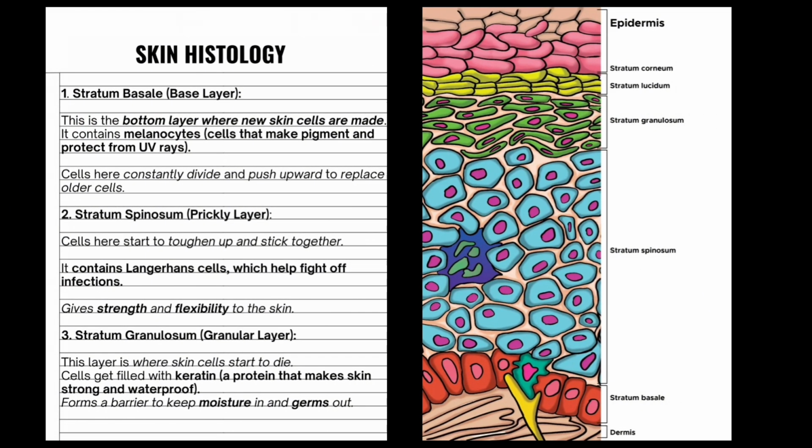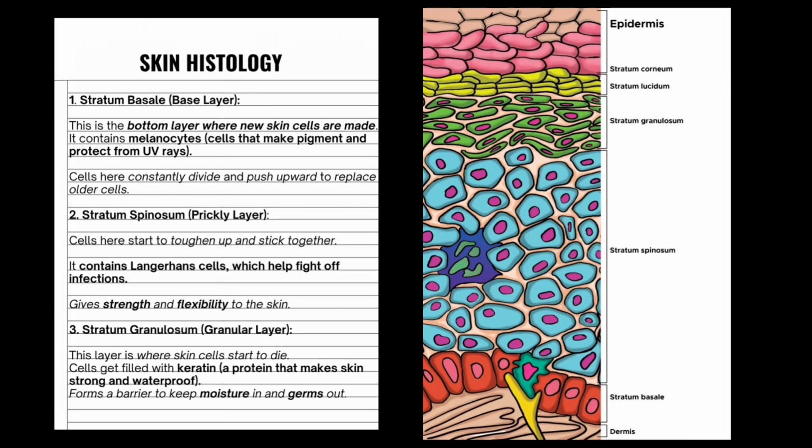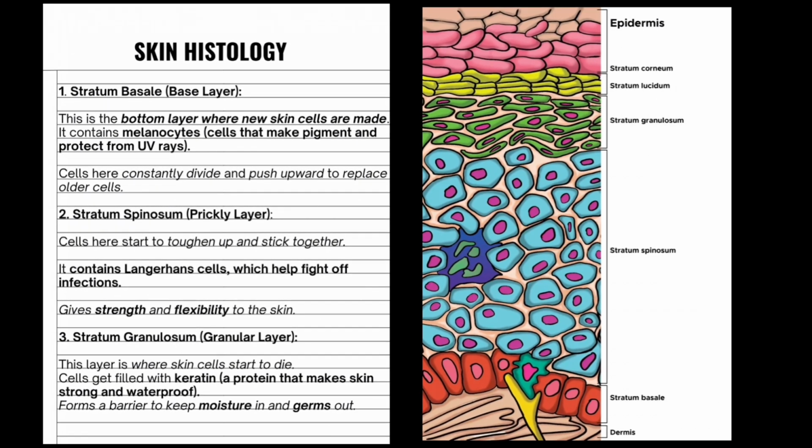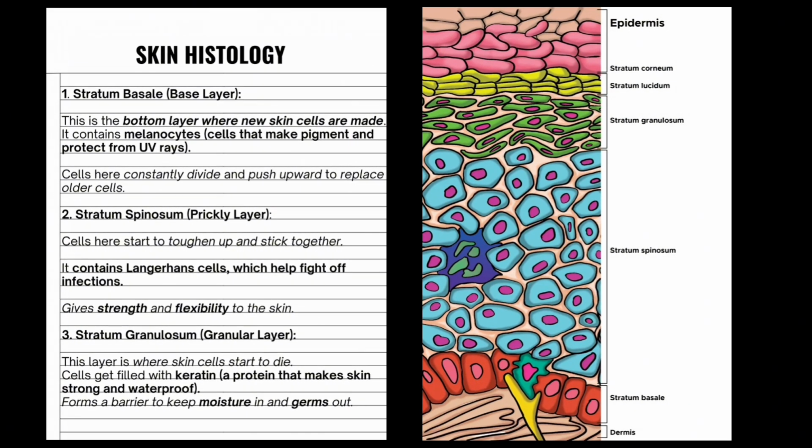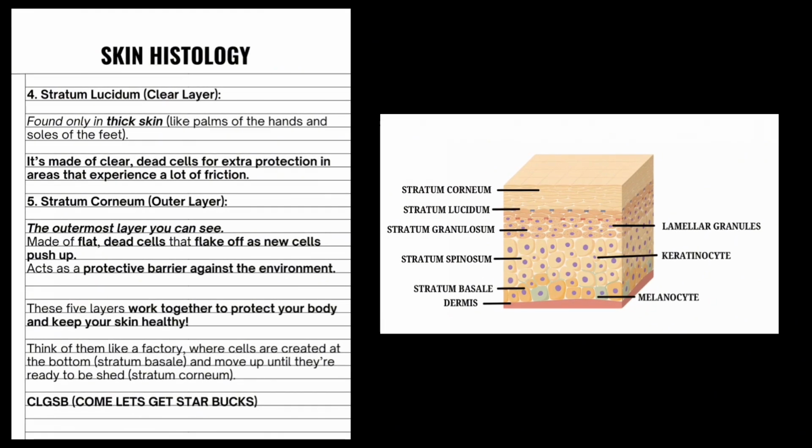Then we have the stratum granulosum, also known as the granular layer. This layer is where skin cells start to die. Cells get filled with keratin. Keratin is a protein that makes skin strong and waterproof. It forms a barrier to keep moisture in and germs out.